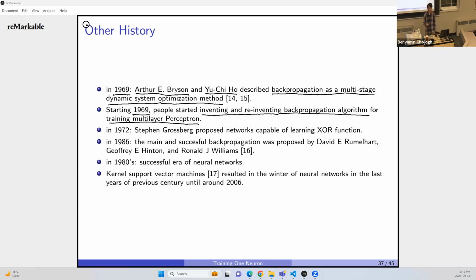And why do we say reinventing? At that time, we didn't have arXiv and these things. People were not updated that much. Maybe some scientist somewhere invented that, and another scientist somewhere invented that again. Okay. In 1972, Stephen Grossberg proposed networks capable of learning XOR functions, because the XOR function was a representative for nonlinear classification.